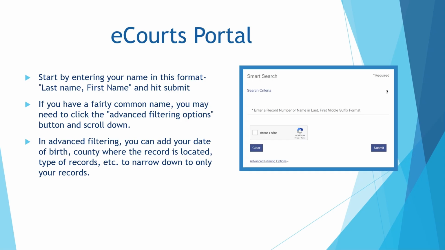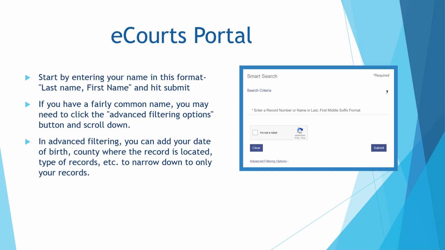What that's going to allow you to do is sort and filter your search results in a lot of different ways. Often, the most useful one is date of birth. If you put in your last name, your first name, and your date of birth, that will hopefully reduce the records enough that you should be able to find just the records that apply to you.